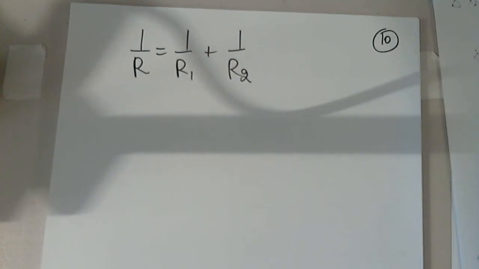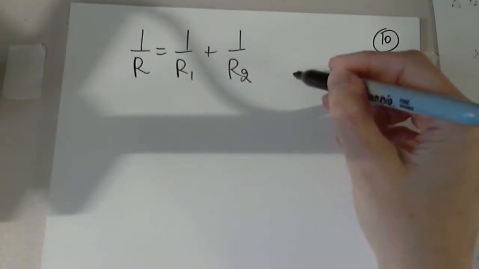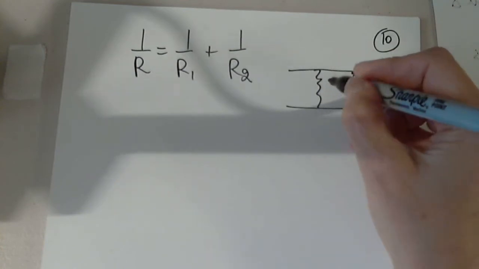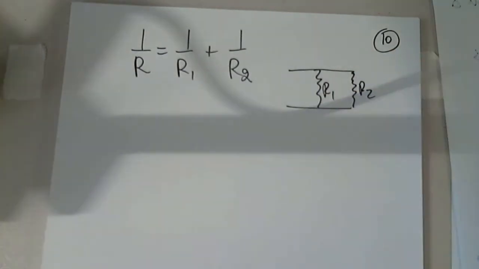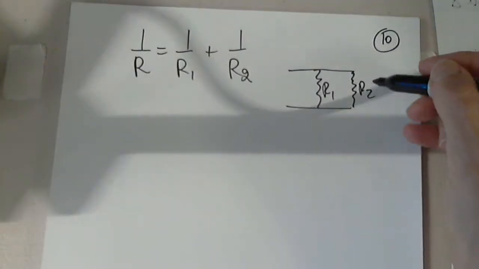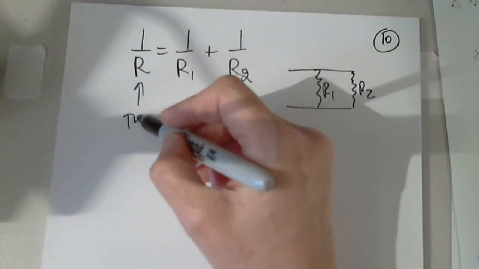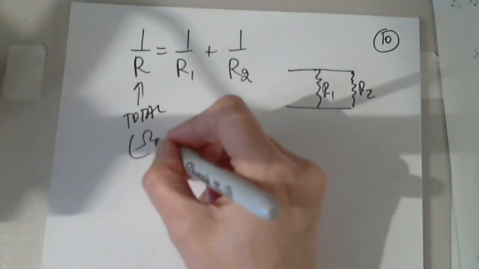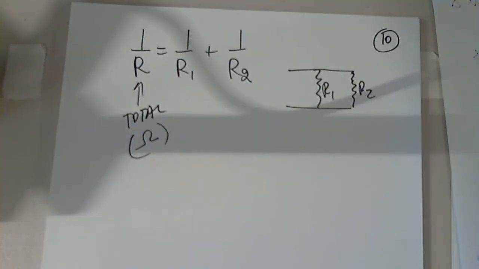If two resistors with resistances R1 and R2 are connected in parallel, as in the figure, and this is how they are connected in parallel. I'm sure you remember. So this is R1 and this is R2 connected in parallel. Then the total resistance R, measured in ohms, is given by this.